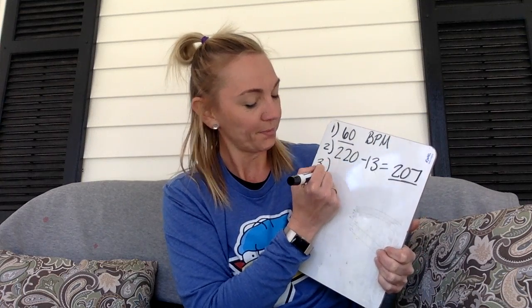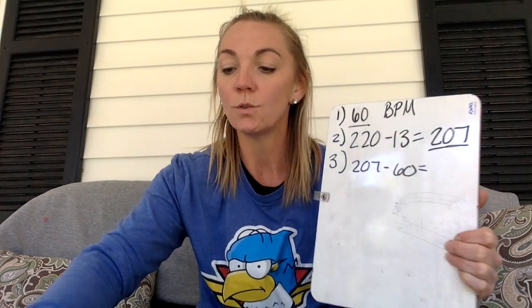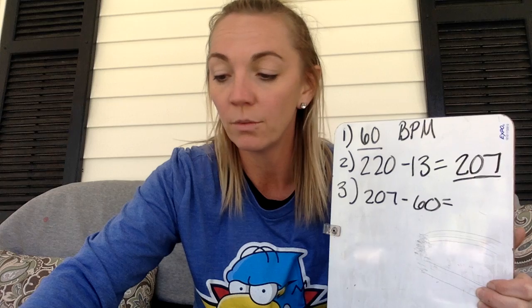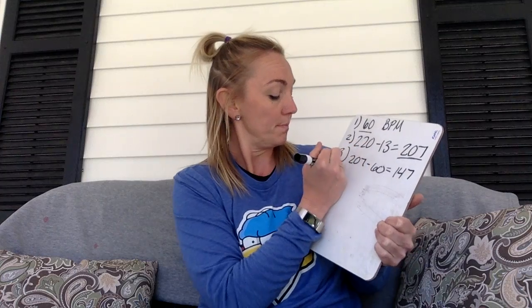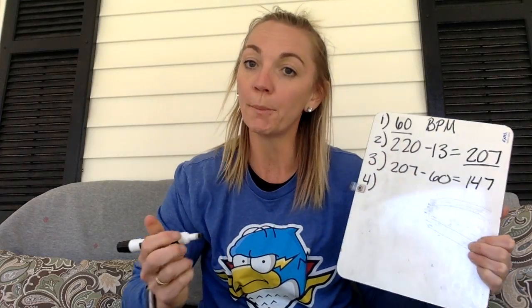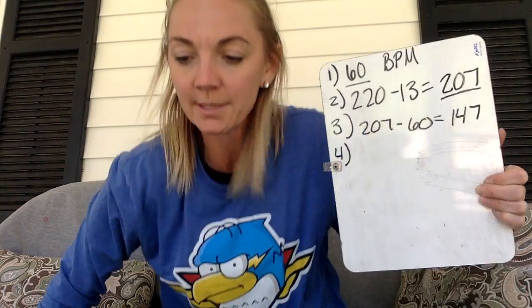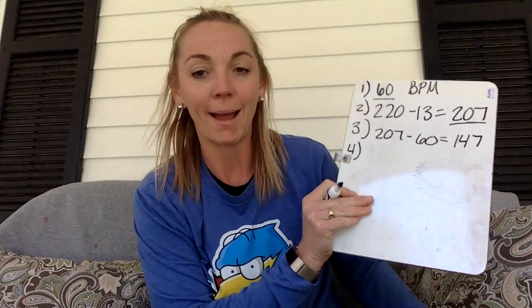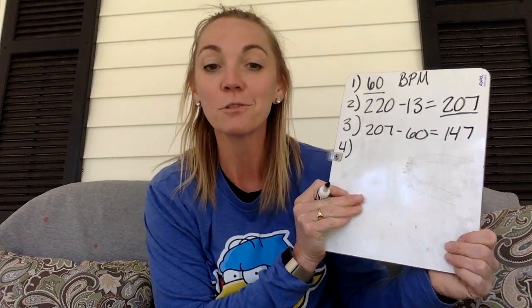For number 3, we're going to take 207, our maximum heart rate, and then you're going to subtract your resting heart rate. So 207, I have to do math out because, again, I'm not a math brain. Minus 60 is 147. Please don't judge me. You're better at things than I am, and I'm sure I'm better at some things than you are. Math, not necessarily my best point.